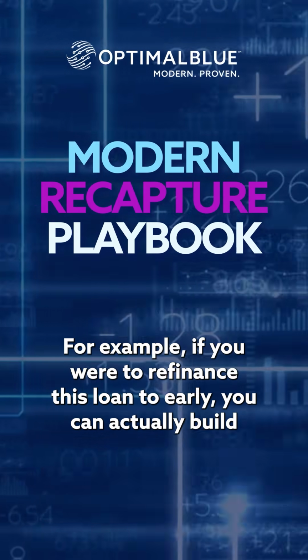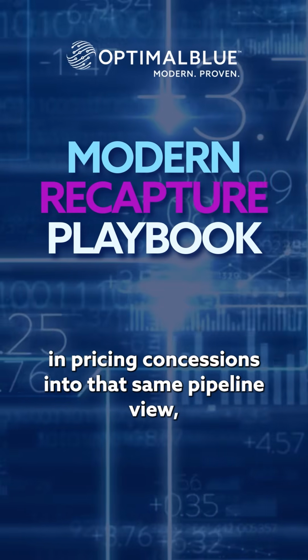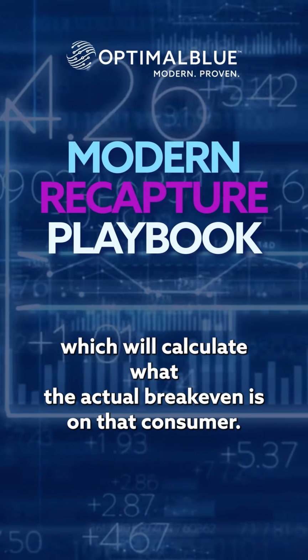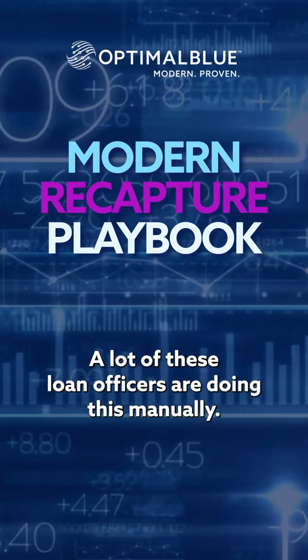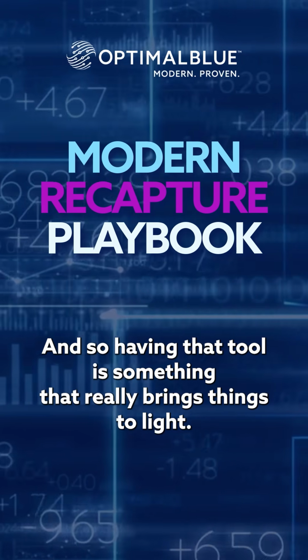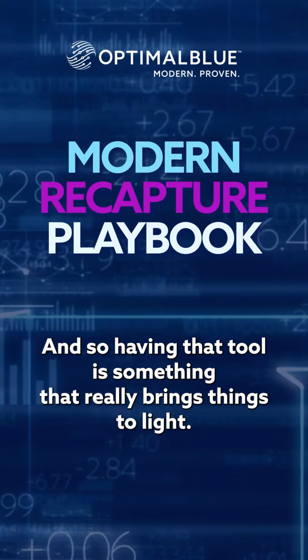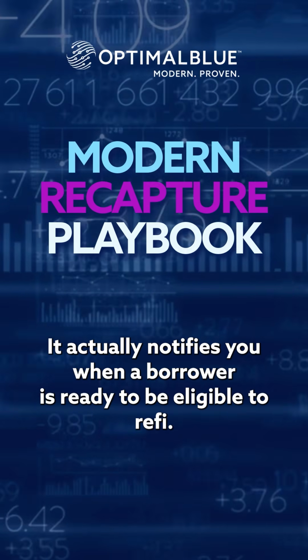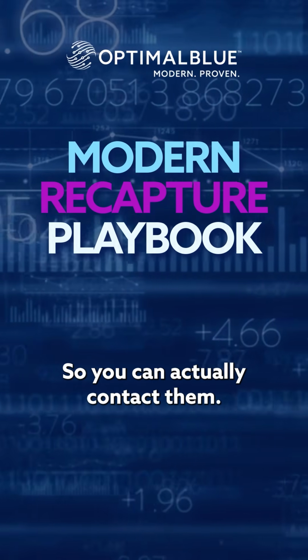You can actually build pricing concessions into that same pipeline view, which will calculate what the actual break even is on that consumer. A lot of these loan officers are doing this manually, and it's extremely time consuming. So having that tool really brings things to light. It actually notifies you when a borrower is eligible to refi, so you can contact them.